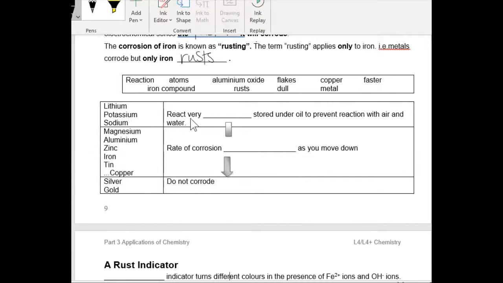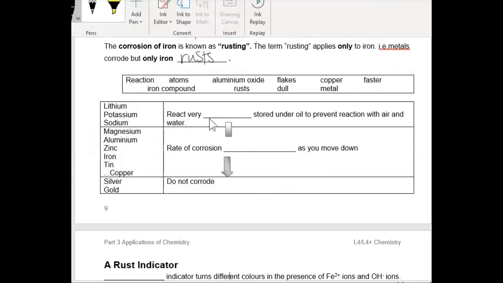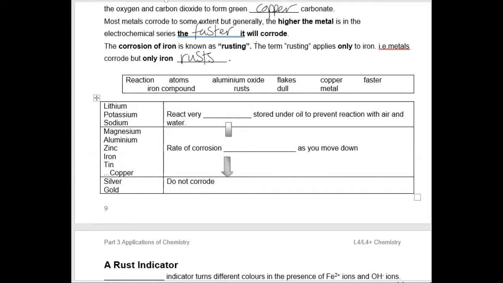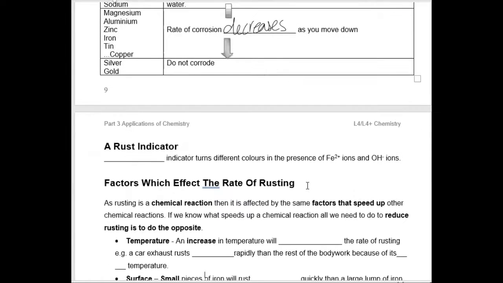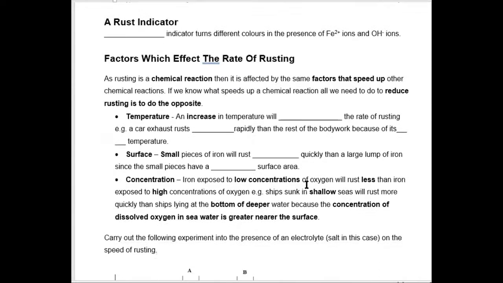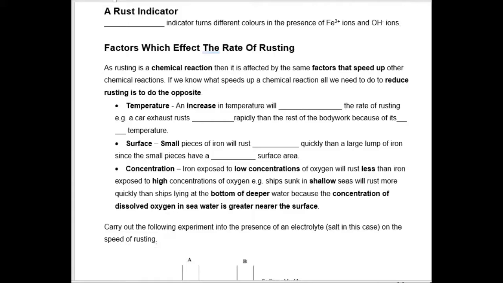Lithium, potassium, sodium, you know they all react very fast, and they're stored under oil to prevent reaction with air and water. Magnesium, aluminium, zinc, iron, tin, copper: the rate of reaction decreases as you move down. And silver and gold don't react at all. Well, they don't corrode.